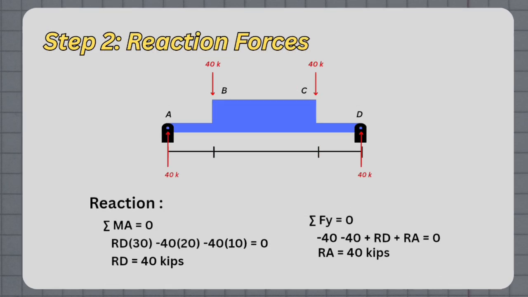So next up is step 2, which is to solve for the reaction forces. Since our beam has symmetry and equal loading, we must understand that RA is equal to RD. In order to get the reaction at D, we must first get the summation of moment at A, and that will give us reaction D equal to 40 kips. Meanwhile, to get the reaction at A, we take the summation of forces in Y, and that will give us the reaction at A equal to 40 kips.